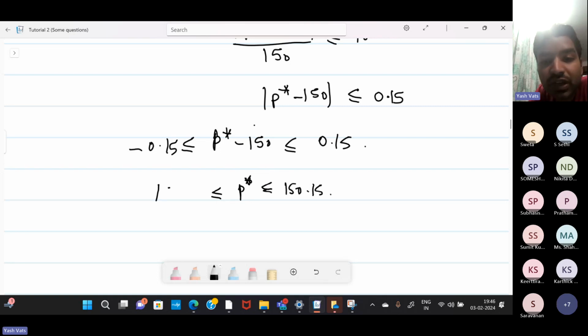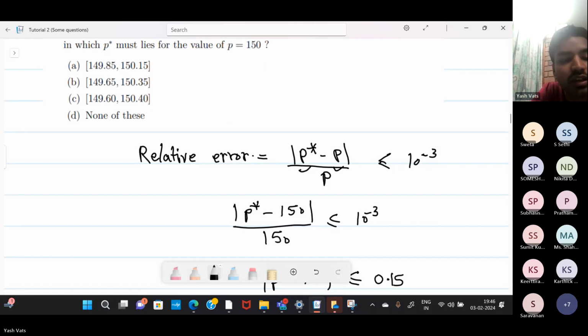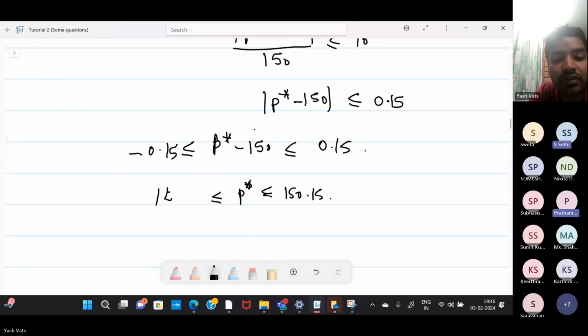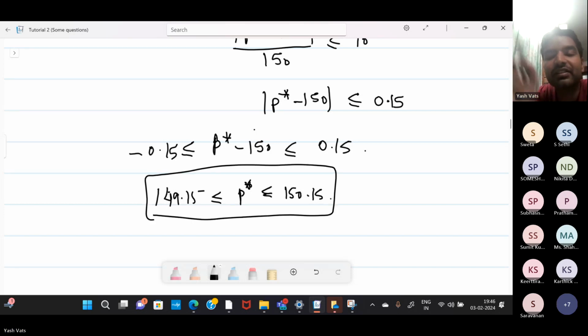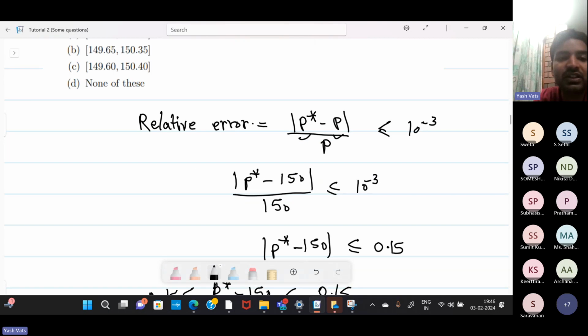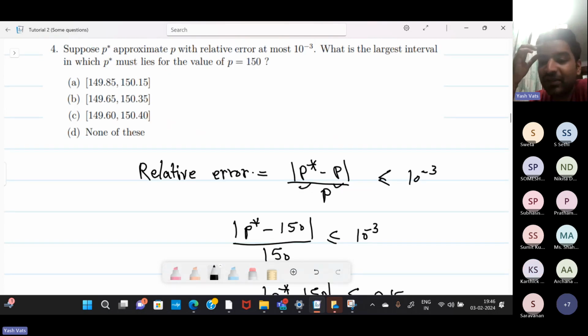What should be the right way? Okay. Yeah, 149.85. Okay, so is it right? Is it 149.15 or 85? It is 85. Yes, sir. Okay, so it's easy. It is a very easy question. A part is correct.